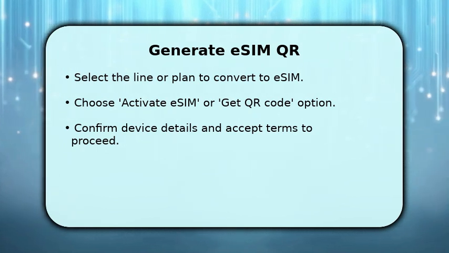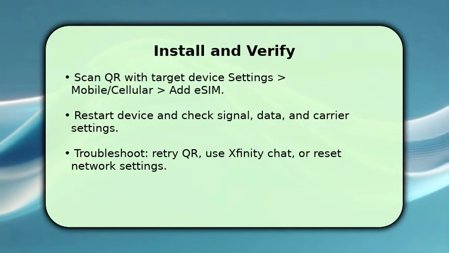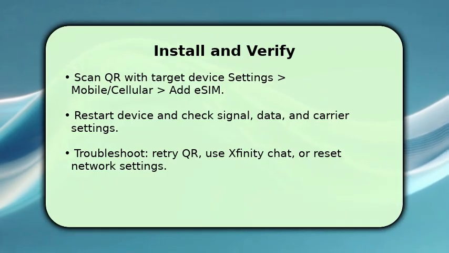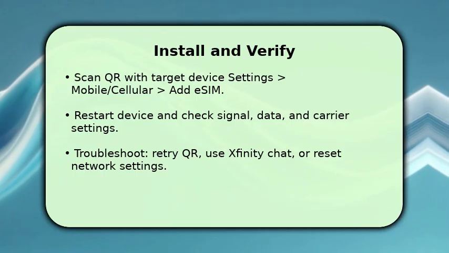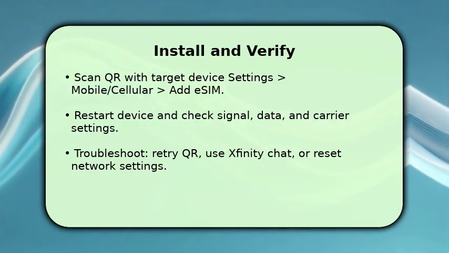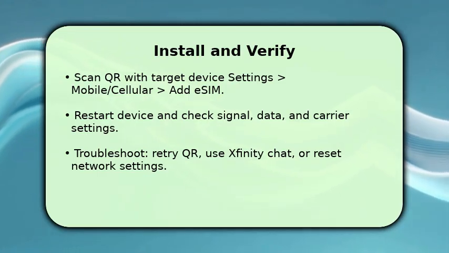On the target device, go to Settings, Cellular or Mobile, Add Cellular Plan, then scan the Xfinity QR code shown in the app. Follow on-screen labels to name the line and set primary or secondary preferences. Once installed, restart the phone, then verify signal, mobile data, and correct number in settings.